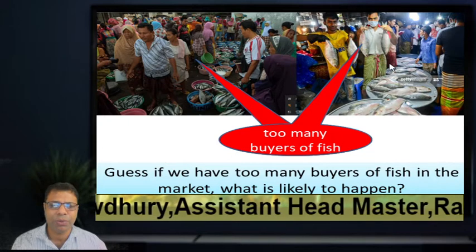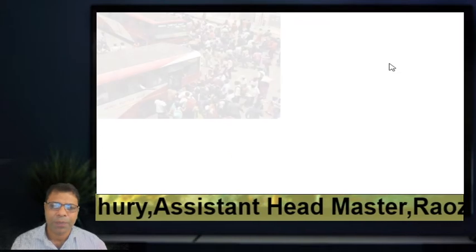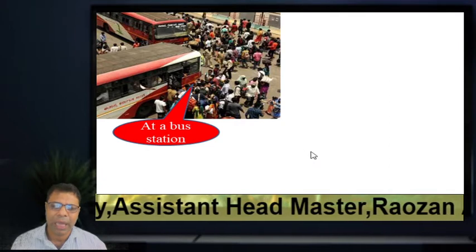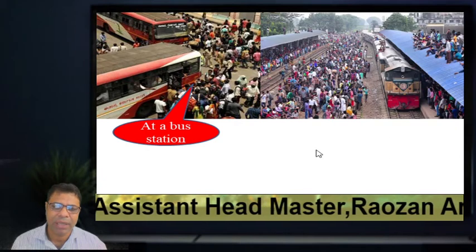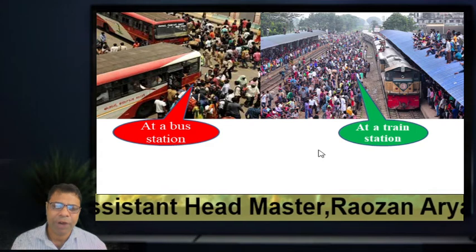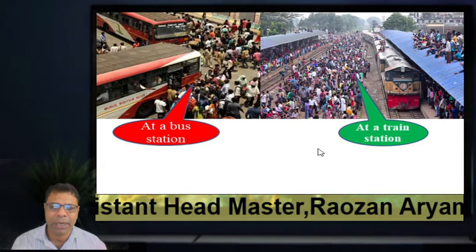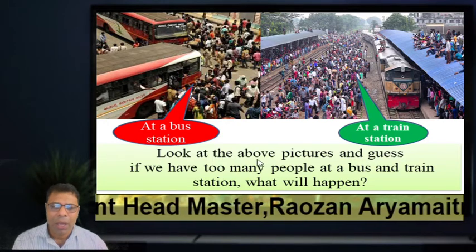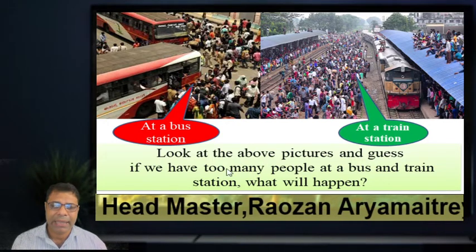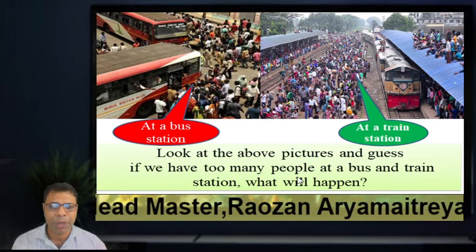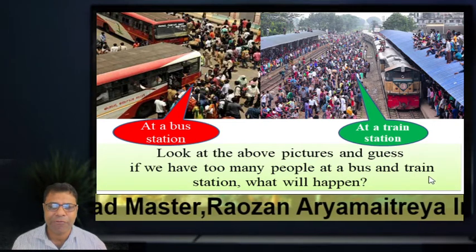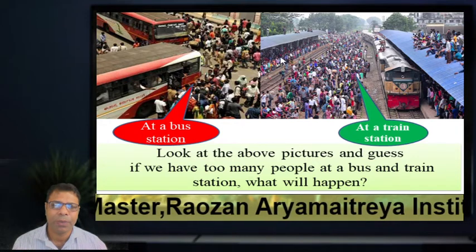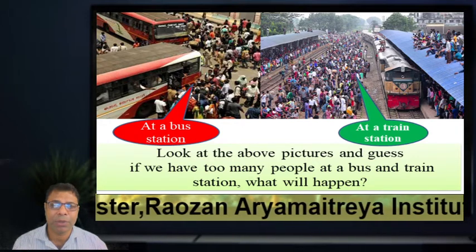Now come to the second one. What can you see? This is at a bus station, and this is at a train station. So many people are there. Now my question to you is, look at the pictures and guess, if we have too many people at a bus and train station, what will happen? Dear learners, think about yourself. What will happen?